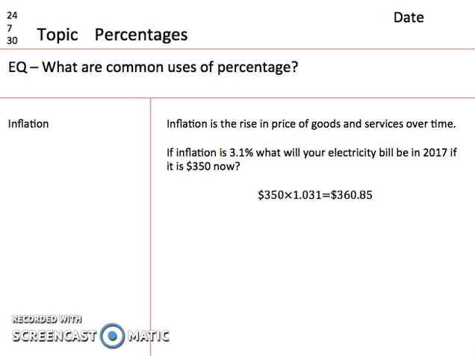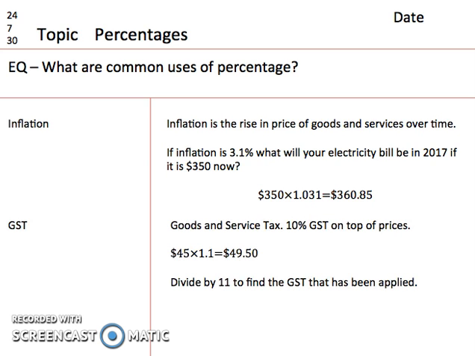If that amount was going to decrease, we would subtract that 0.031 from 1 and multiply it by the original amount. It saves us having to go through 2 steps. So our example says that we've got a bill of $350. We're increasing it by 3.1%, so we multiply 350 by 1.031, gives us a grand total of $360.85.